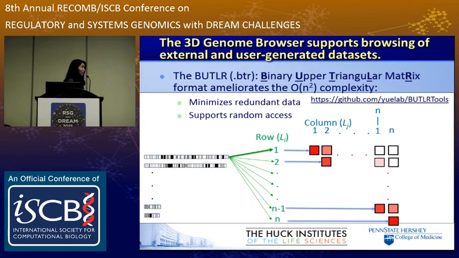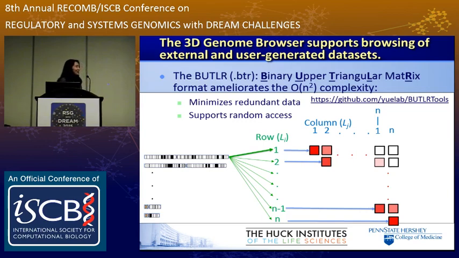Okay, so that's all well and good. What we consider to be really the highlight of our browser is that our 3D Genome Browser supports browsing of external and user-generated datasets. How we accomplish this is that we have pioneered a new format to store contact matrices called the BUTLR format. BUTLR stands for Binary Upper Triangular Matrix. And trust me, I've gotten a lot of flak for this name, but it's the best one I could come up with.